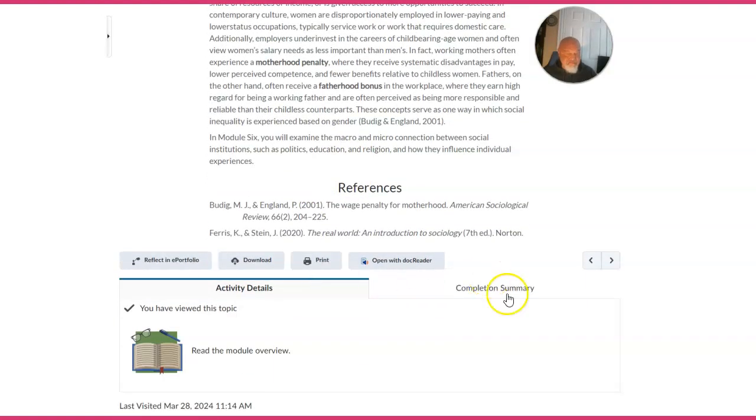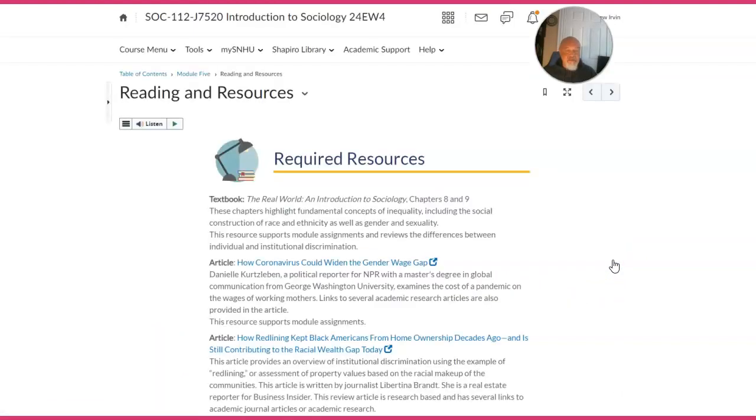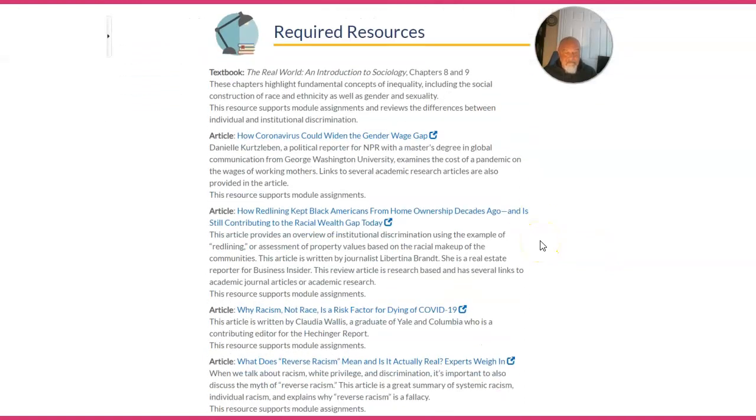Those are sort of the elements of the topic. And again, we cover a lot of topics. Coronavirus indeed did widen the gender wage gap, because when children had to stay at home from school, women took care overwhelmingly. I would seriously recommend, if you want to get an example of institutional racism, that you read this article on redlining. Okay.